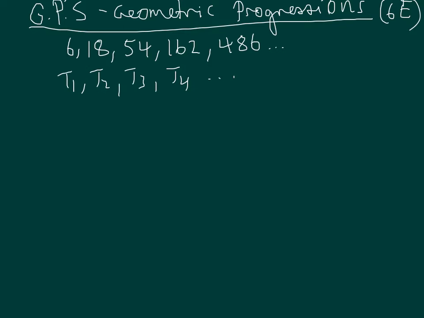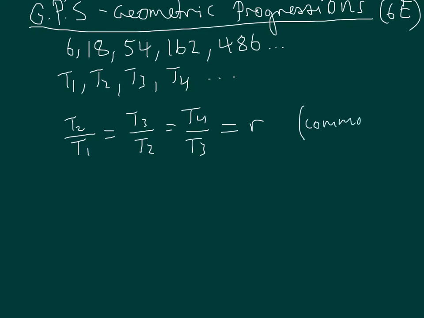One of the ways to define the common ratio is like this. We say that T2 over T1 is equal to T3 over T2, which is equal to T4 over T3, and so on. And we call that R, which is the common ratio. If T2 over T1 does not equal T3 over T2, does not equal T4 over T3, it is not a GP. That is, it is not a geometric progression.